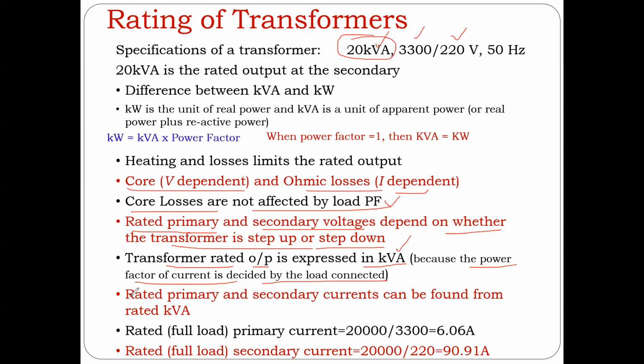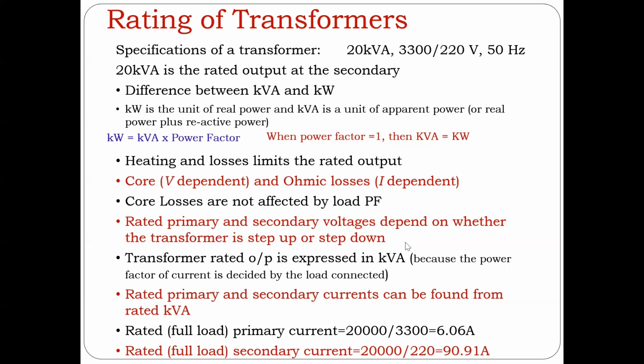Now, to find the rated primary and secondary currents, all you need to do for the primary is use these two, and you find the rated current in the primary circuit for the full load, of course. And for the secondary circuit, the rated current is found by dividing the power rating by the voltage. So far, so good.